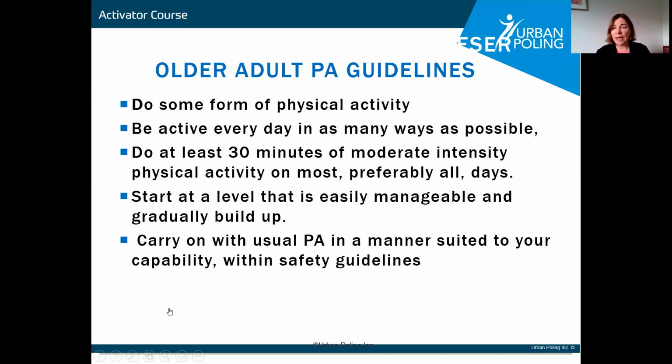And the reason they've put that in is because we're seeing more older adults who are very active coming into that 65-year age group. So they don't want people to suddenly stop after they've been running marathons or half marathons or doing very active physical activities.